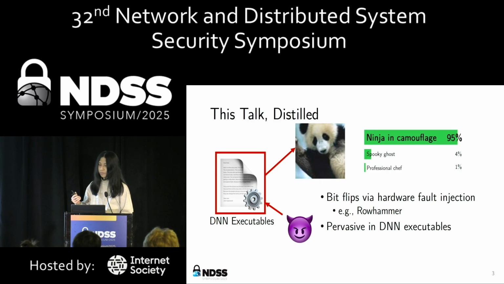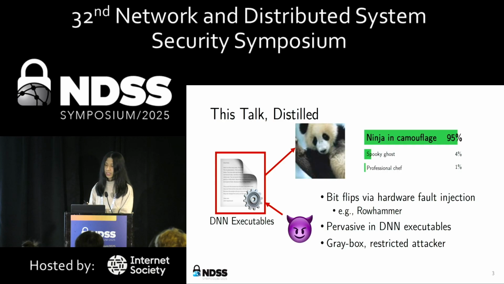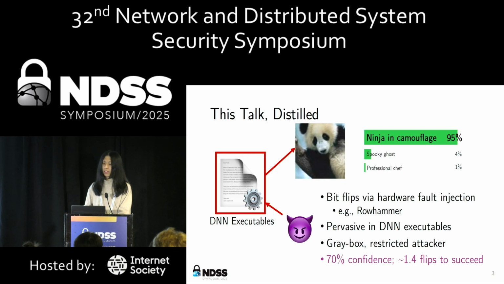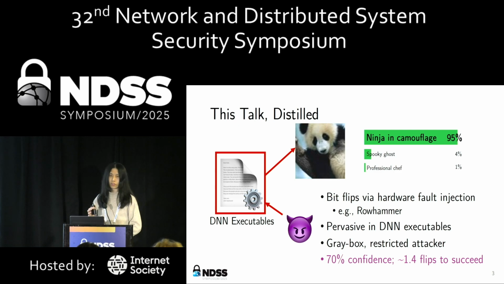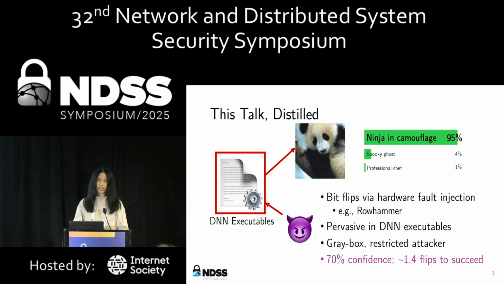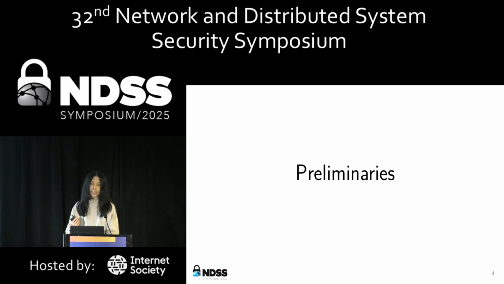In our attack, we'll assume a gray box, more restricted attacker than previous existing work. And using our method, the attacker can achieve 70% confidence in identifying the bits to flip. And only around 1.4 bit flips are required to deplete the complete intelligence of the model. Great, now we'll get into our preliminaries.